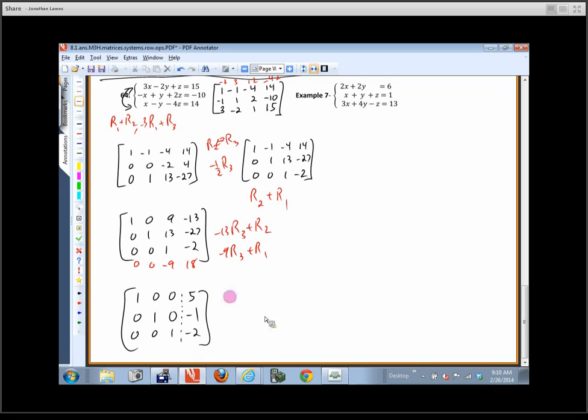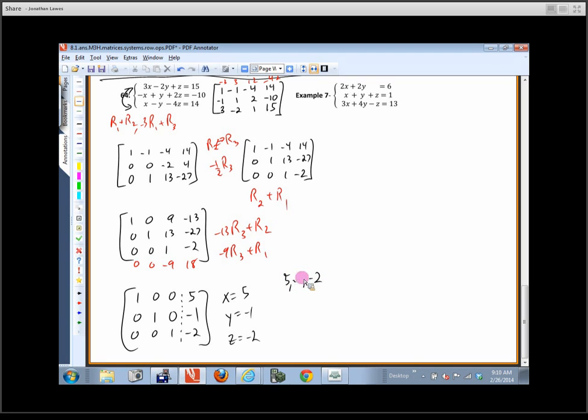Okay, so on this one, we can just look at this and read off that x is equal to 5, y is equal to negative 1, and z is equal to negative 2. Okay? So we're going to write 5, negative 1, negative 2.